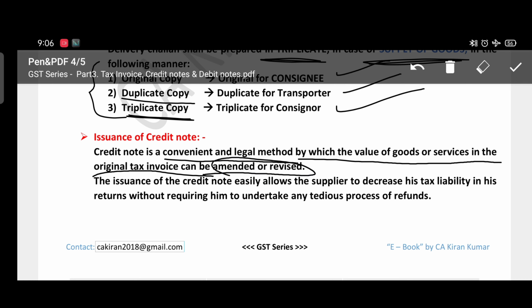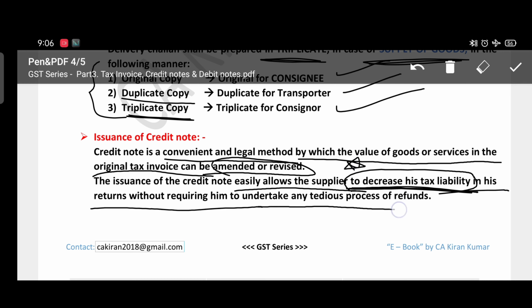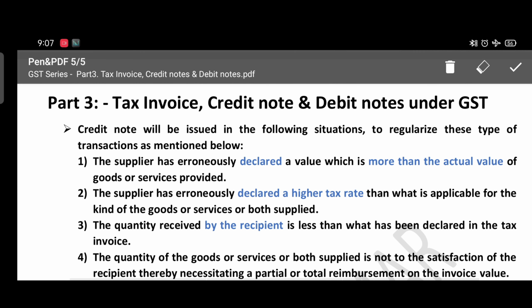The issuance of a credit note easily allows the supplier to decrease, and this is most important, to decrease the tax liability in his returns without requiring him to undertake the tedious process of refunds. So instead of going for the refunds, he can just issue a credit note to reduce the amount. He can adjust the amount with the next month's liability. Now we can see the situations where we have to issue the credit note.